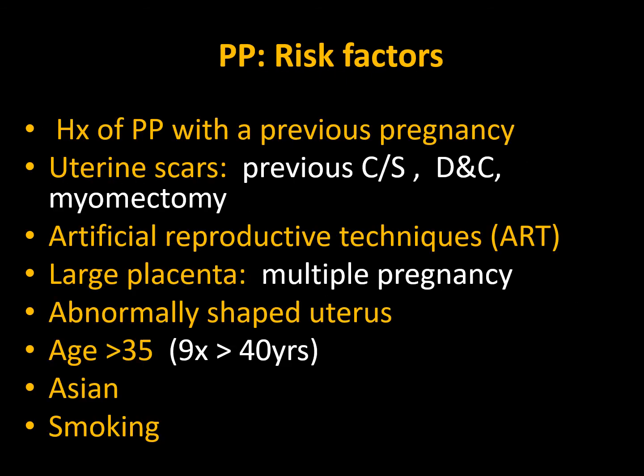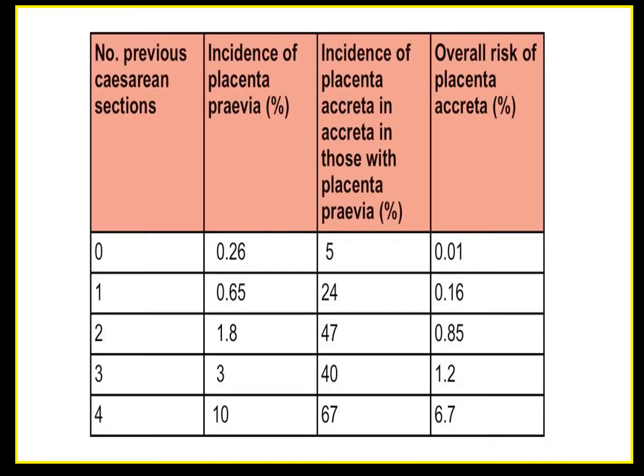Risk factors include previous placenta previa with a previous pregnancy, scarring of the uterus. Scarring could be either a previous cesarean section, D&C, or myomectomy. Artificial reproductive technique is another risk factor. Large placenta as in multiple pregnancy, abnormally shaped uterus, age more than 35, Asian, and smoking. Smoking is a risk factor for placenta previa and abruption. This is to show you that the incidence of placenta previa is 0.26% when there is no history of cesarean sections, increasing to 10% after 4 cesarean sections.